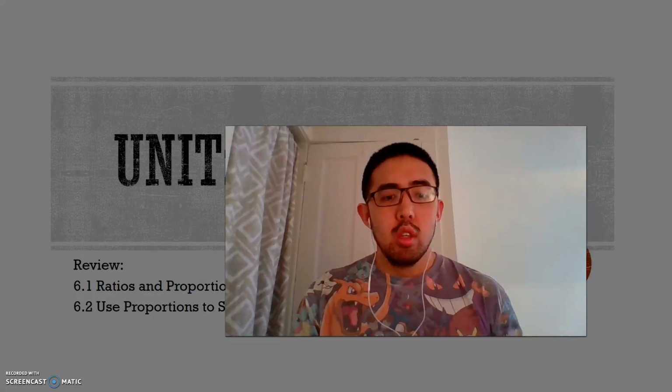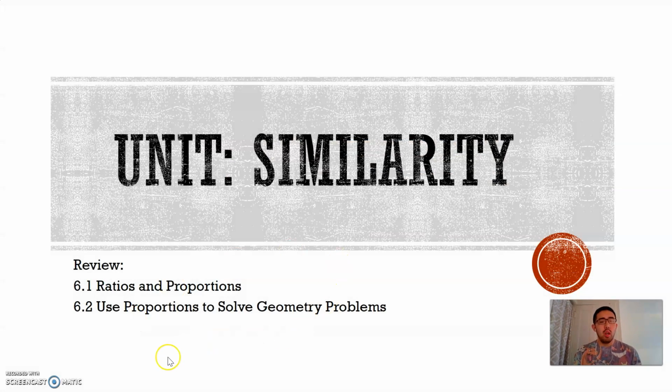Hey class, so today we are going to review all the answers from last week, in case you weren't able to be at the lesson live yesterday. So we are still in similarity. We're going over 6.1 and 6.2 just for your reference. So 6.1 is about ratios and proportions, and 6.2 is using proportions to solve geometry problems.